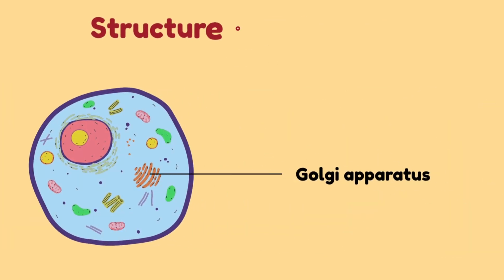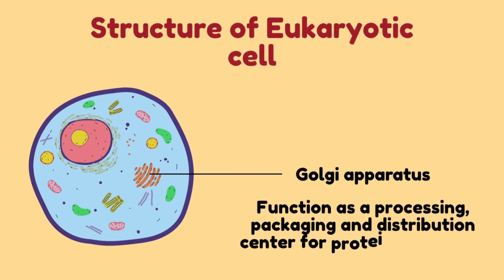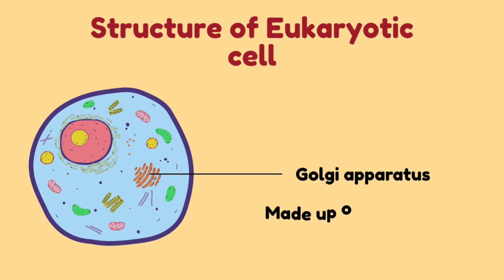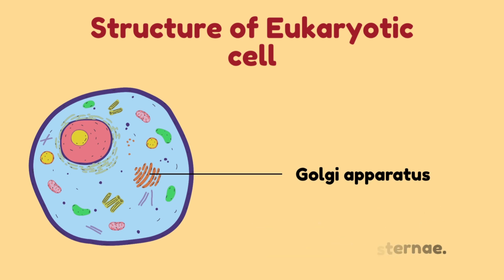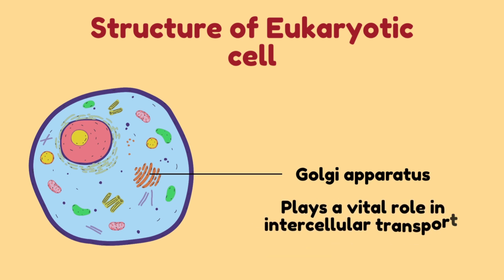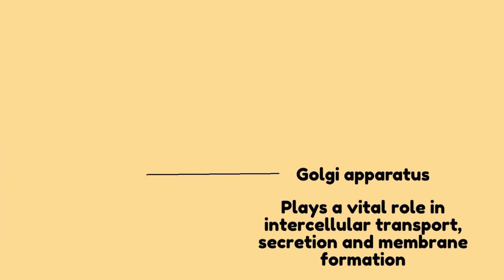Golgi apparatus. The Golgi apparatus is like a post office. It modifies, sorts and packages proteins and lipids for delivery. The Golgi apparatus is made up of a stack of flattened membrane-bound sacs called cisternae. It plays a vital role in intracellular transport, secretion and membrane formation.